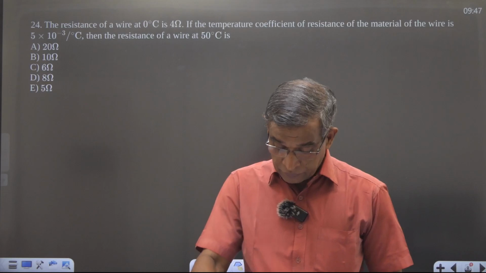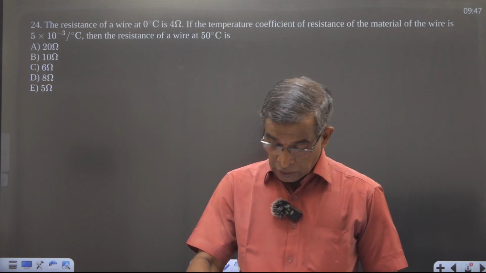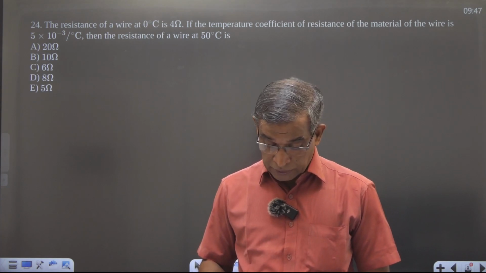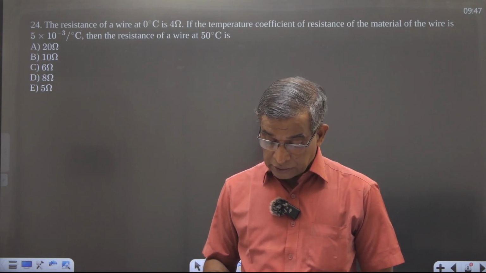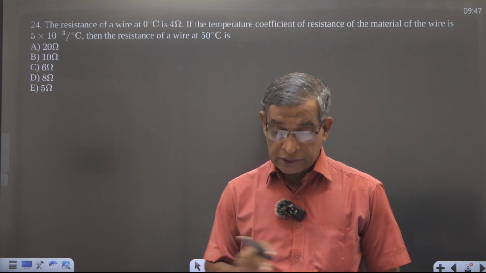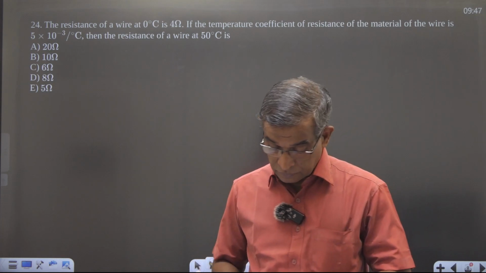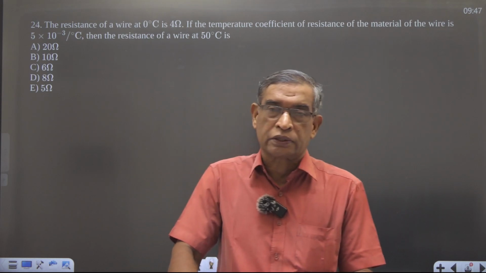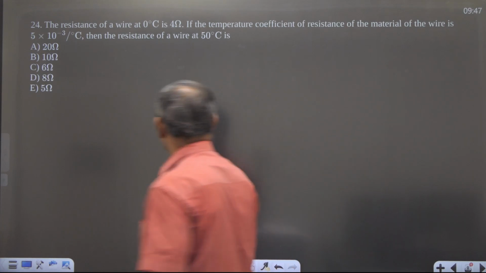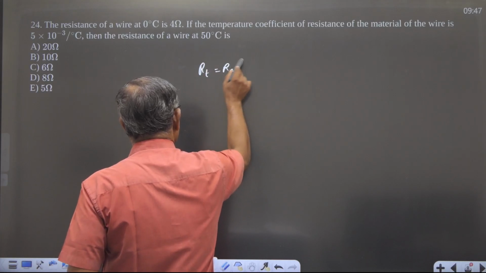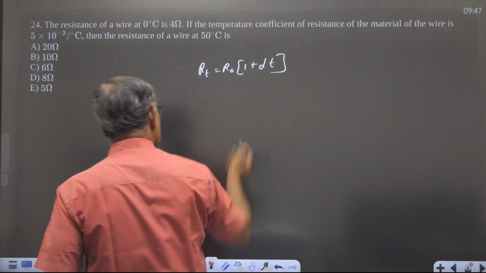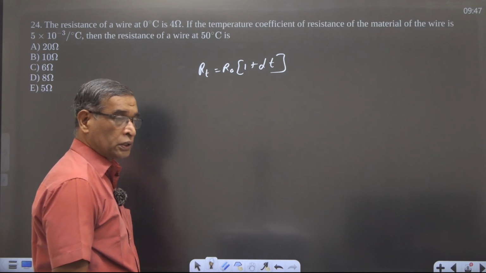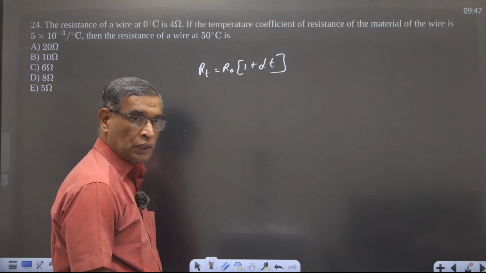The resistance of a wire at 0 degree centigrade is 4 ohm. The temperature coefficient of resistance of the material of the wire is equal to 5 into 10 raised to minus 3 per degree centigrade. Then the resistance of the wire at 50 degree centigrade is? Now, the resistance of a conductor increases with the temperature, and the relation is R theta is equal to R0 into 1 plus alpha theta, where theta is in degrees. Here, we are asked to find the resistance at a known temperature.